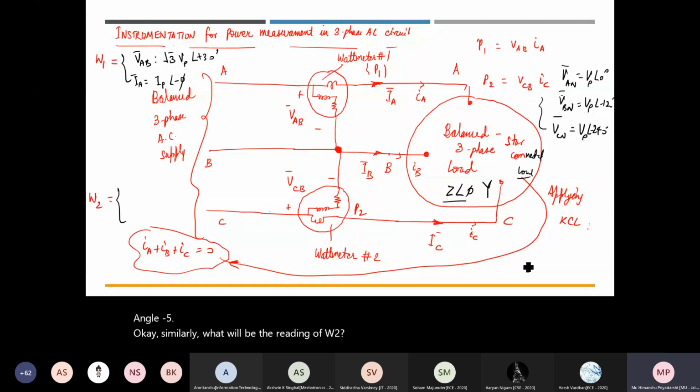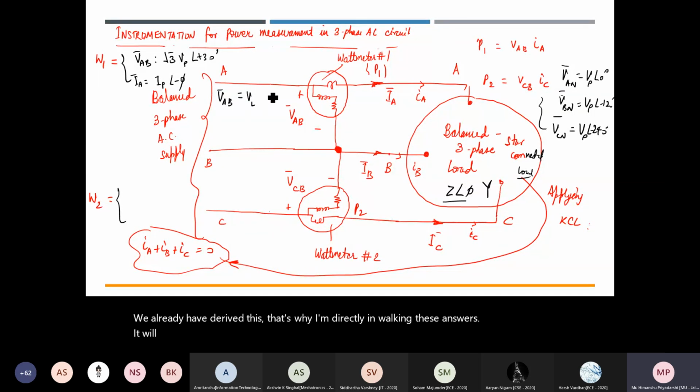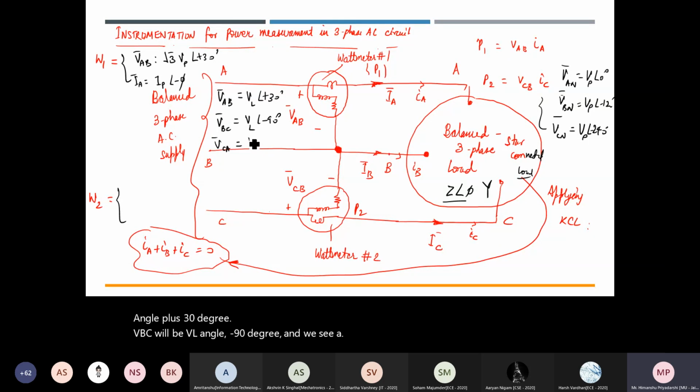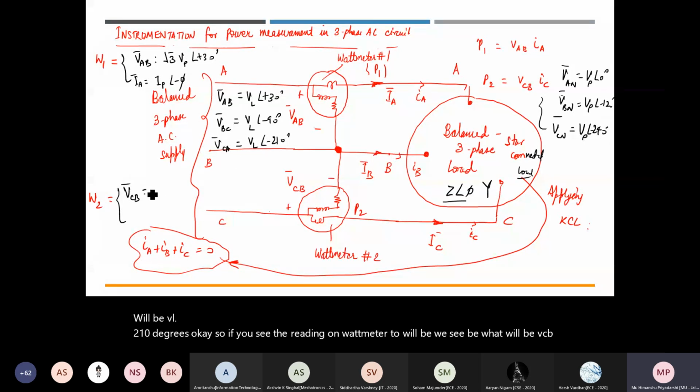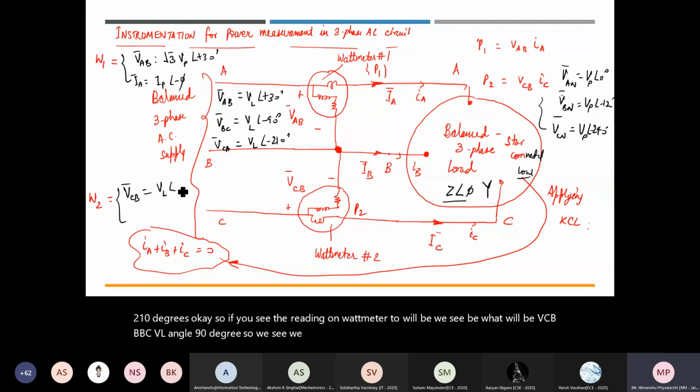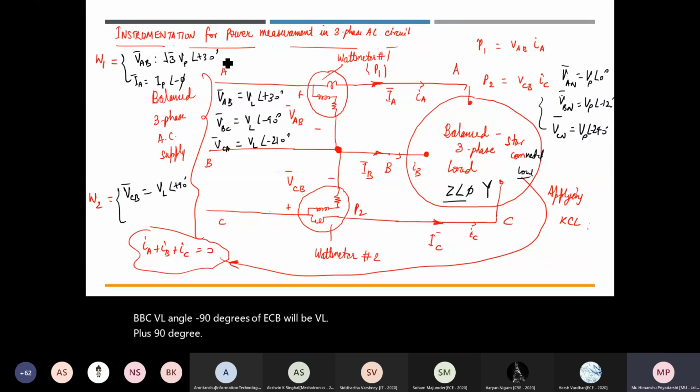If VAB is this, you can quickly write VAB. We already have derived this, that's why I'm directly invoking these answers. It will be VL angle plus 30 degree. VBC will be VL angle minus 90 degree, and VCA will be VL angle minus 210 degree. So if you see, the reading on wattmeter 2 will be VCB. What will be VCB? VBC is VL angle minus 90 degree. So VCB will be VL angle plus 90 degree. Or you can write it root 3 VP angle plus 90 degree.